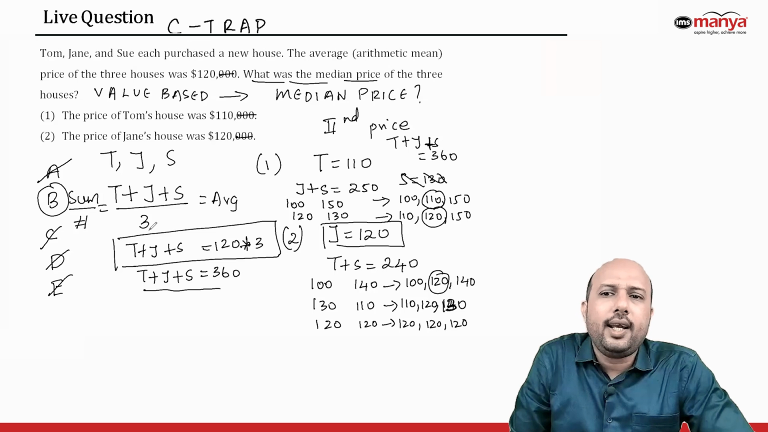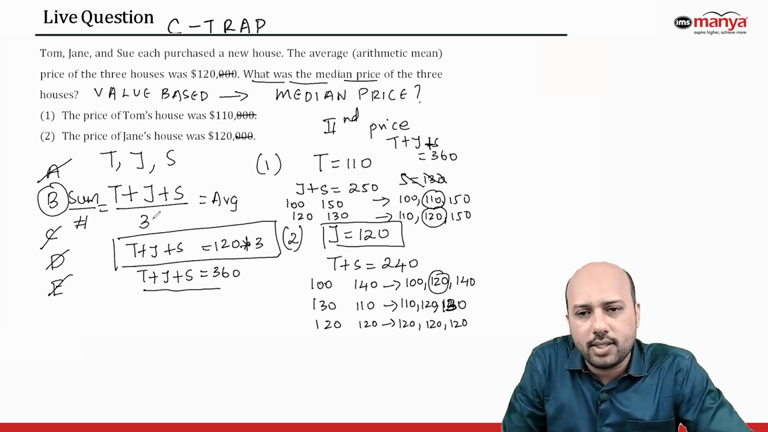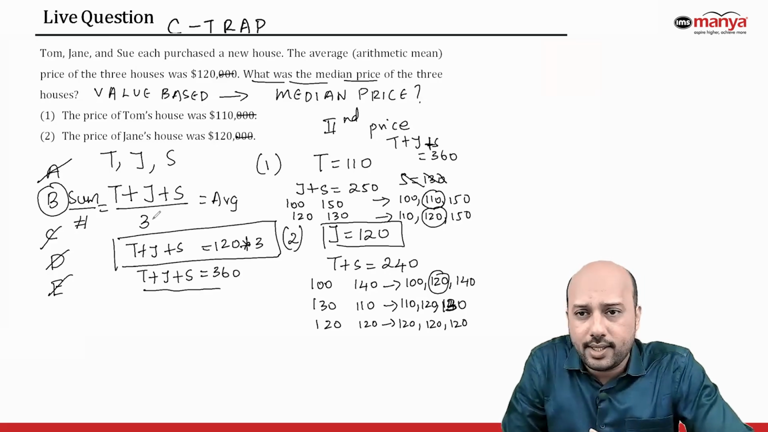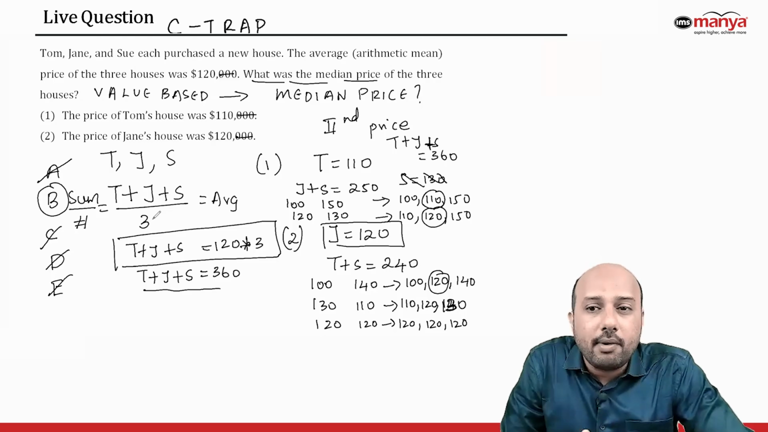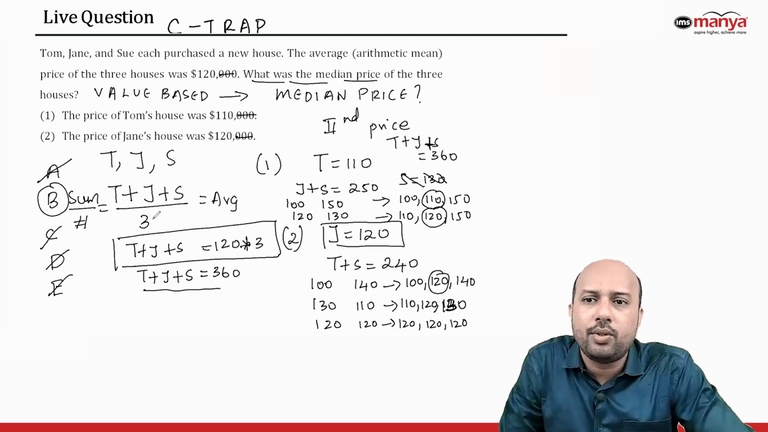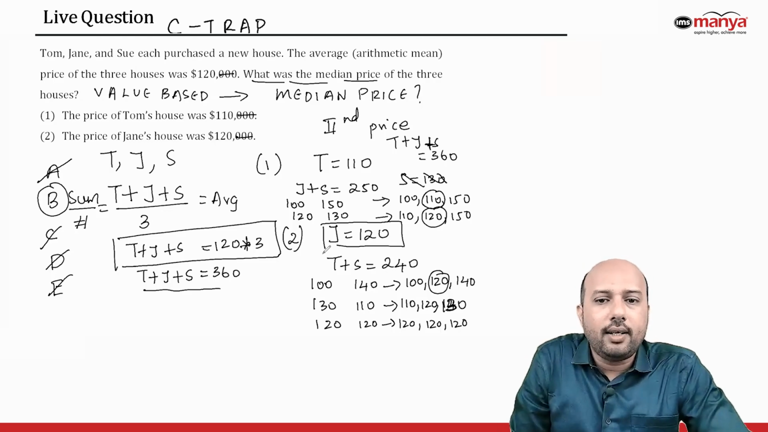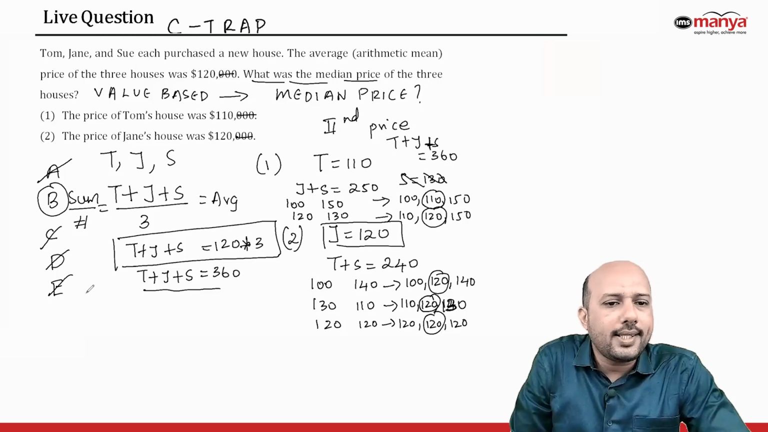This is what exactly you need to do before you conclude that individual statements are not sufficient. You must be sure that there will be multiple values for a value-based data sufficiency question, so that the statement is insufficient. If you couldn't come up with multiple different answers for whatever value the question has asked, then that statement is sufficient. Here, all the values lead to the median as 120 irrespective of whatever you try for T and S. So why does this happen in this question?